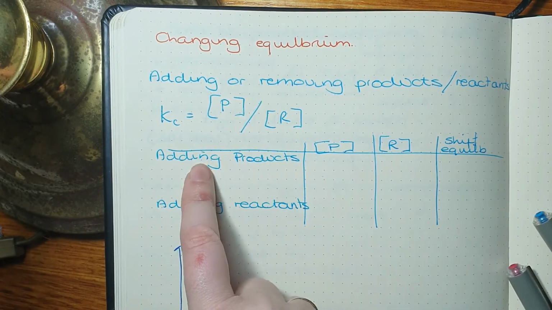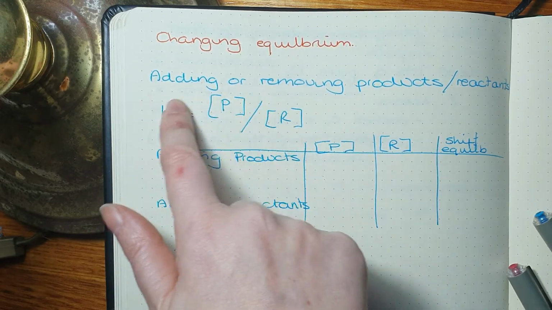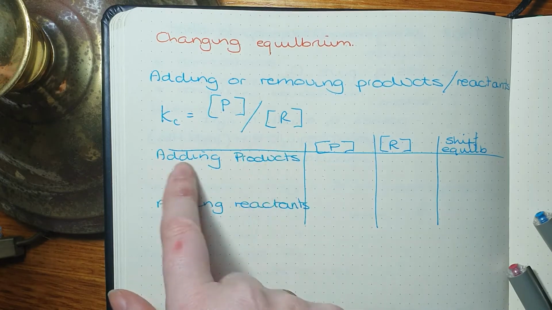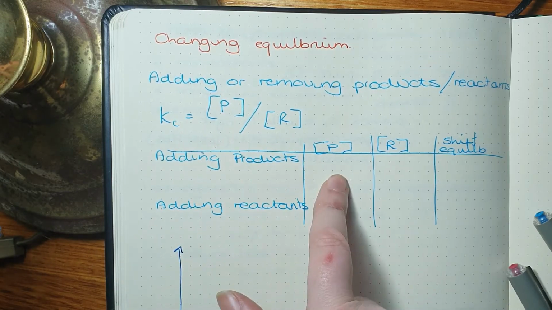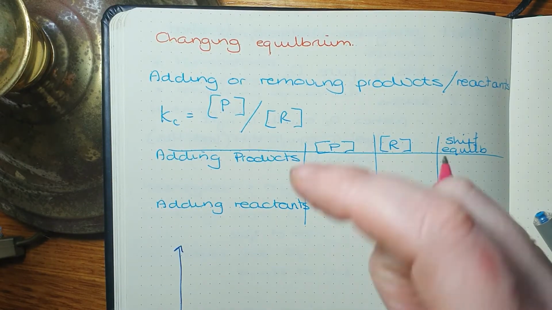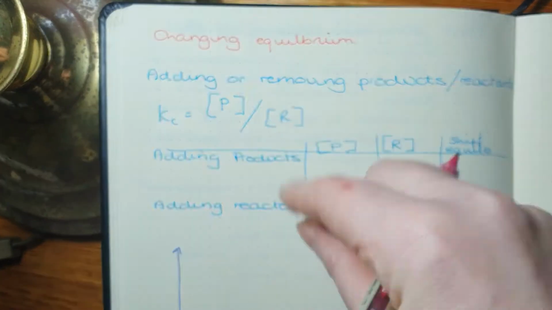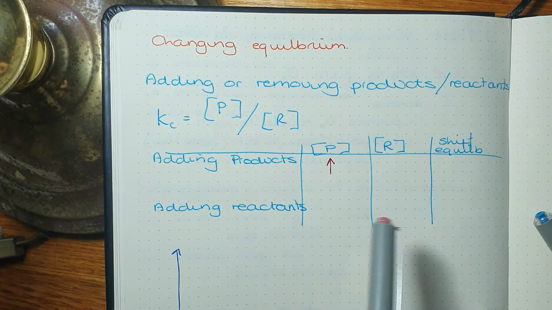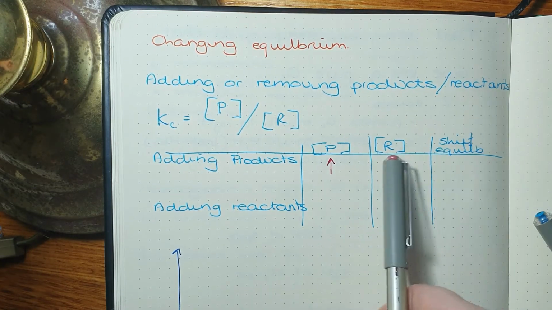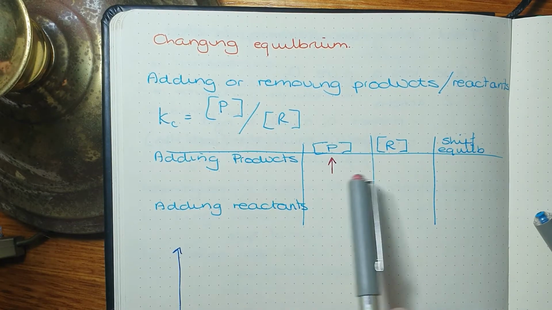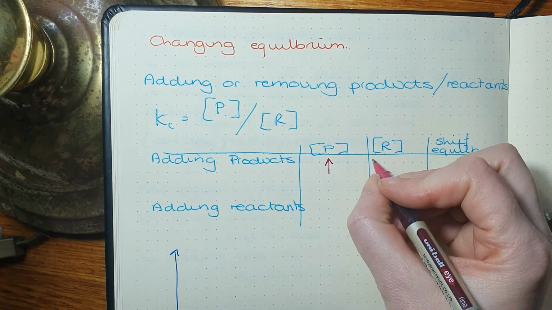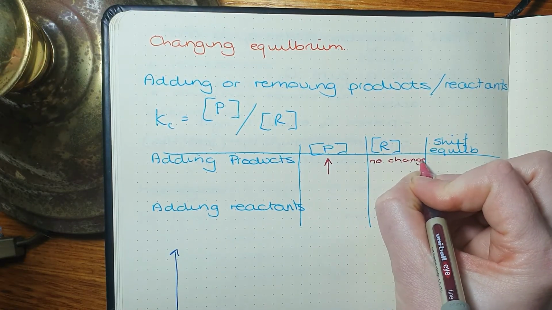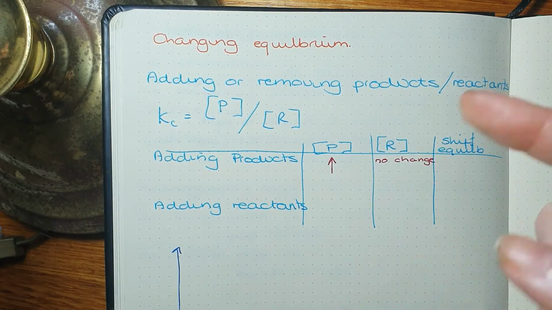All right, so if I add my product, I've got my equilibrium equation here. I've got P for product, R for reactants. So add some products. What's going to happen to my concentration of products at that point of equilibrium? Exactly at the point I add it, this is going to go up. But for my reactants, nothing's going to happen initially. So at that point of equilibrium, there's going to be no change at the beginning.